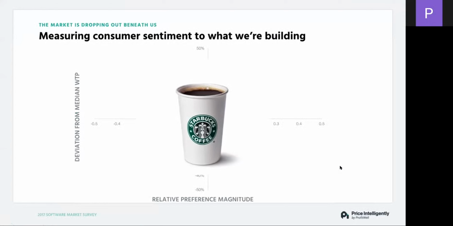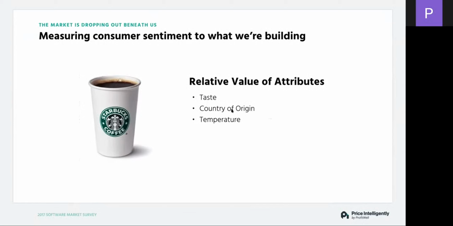So it's a nice little classic 2x2, and we'll talk about a cup of coffee here. If I'm trying to determine the monetization path for a cup of coffee, there's typically two axes of willingness to pay or value. The first axis is the features. So what is the relative value of these different features? Do the customers I'm targeting care about taste? Do they care about country of origin? Do they care about temperature? What does that actually look like? And then the other axis is what does willingness to pay look like?